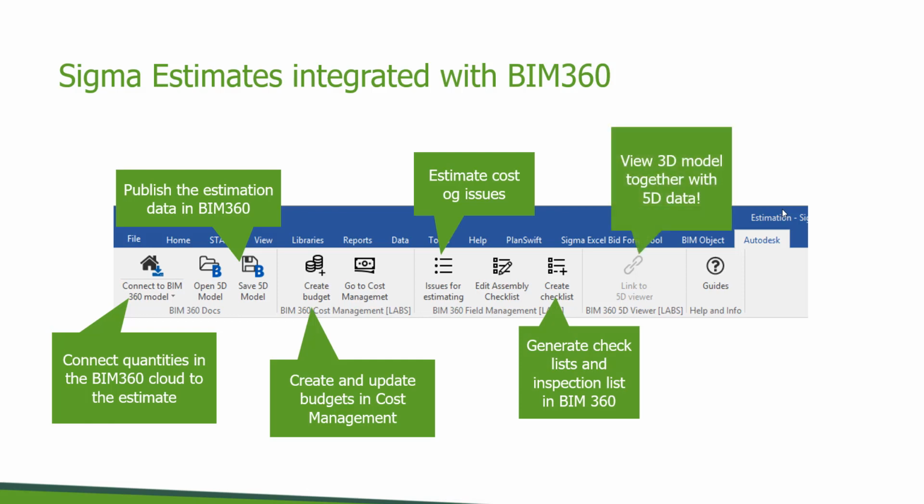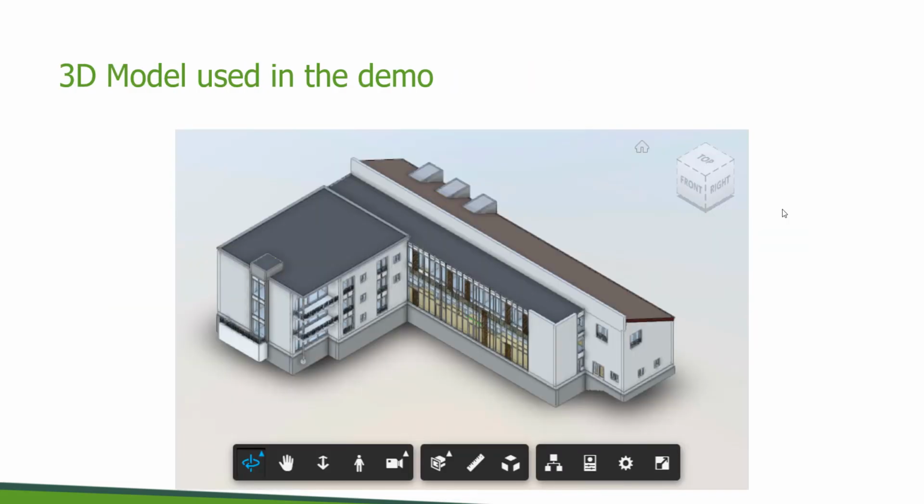360, and the 3D, 5D viewer built on the BIM 360 platform to push valuable construction data all the way to the construction site. In the video, I'll demonstrate estimating based on quantities from the cloud, publishing the estimating data, creating budgets for cost management, and viewing the data in the browser. I'll be using this 3D model of a new office building, which I've stored already in the BIM 360 platform.